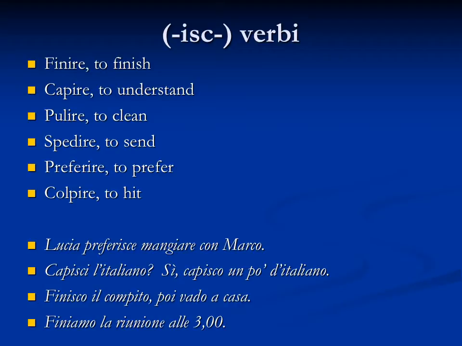One way to do this is just simply conjugate the verb preferire for whichever form you're talking about and follow with a verb in the infinitive. So if I wanted to say, I prefer to go with you, I would say, preferisco andare con te. Okay, our next example is, capisci l'italiano? And if we wanted to say, yes, I understand a little Italian, sì, capisco un po' d'italiano.